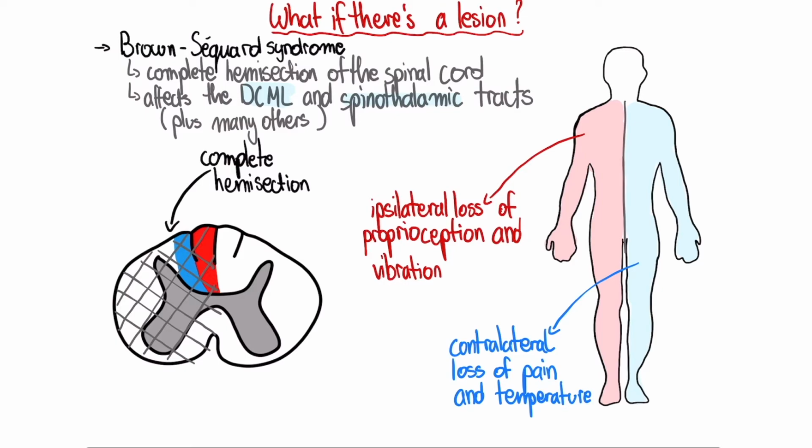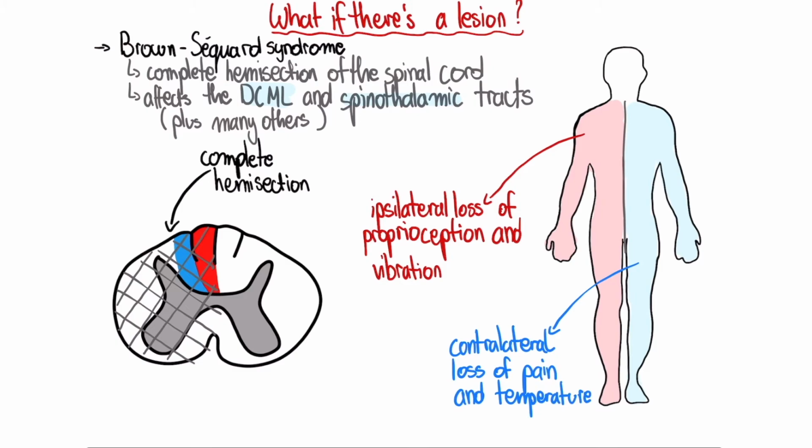It occurs when there is a complete hemisection of the spinal cord. This is usually secondary to trauma, such as a stab wound or a car accident. It severs the two fasciculi, which causes ipsilateral loss of proprioception and vibration. Another tract affected by this lesion is the Spinothalamic Tract, which results in the other half of symptoms in this syndrome, namely a contralateral loss of pain and temperature.